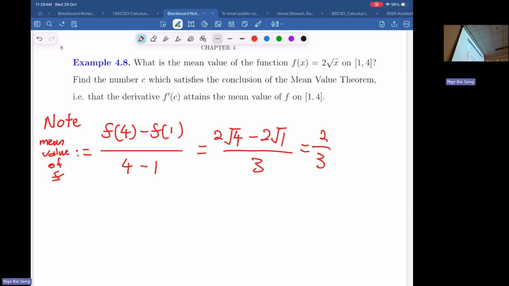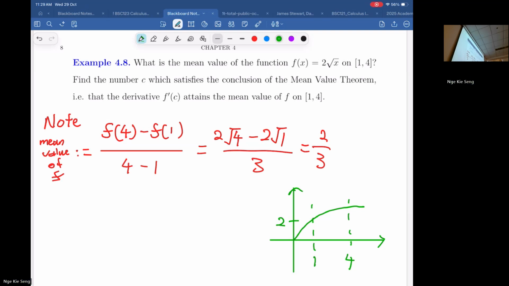So next question. Find the number c which satisfies the conclusion of the mean value theorem. That is, f prime of c attains the mean value of f on [1, 4]. Perhaps we want to try and draw this to give us some idea what we are doing. So still remember the basic graph of 2 times square root x. It's something like this, right? But we just want to chop it around 1 and 4. So when x is 1, what is f of 1? f of 1 is 2. When x is 4, f of 4 is 4.